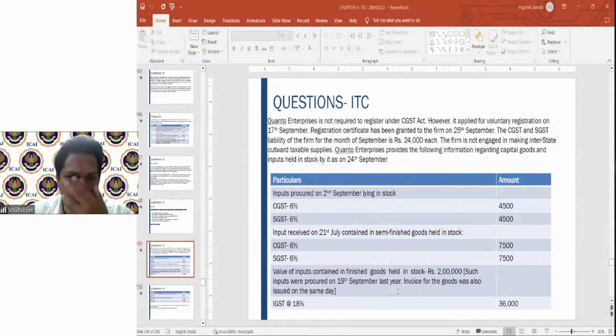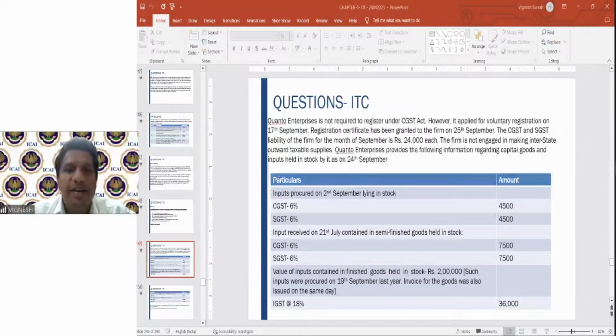Output tax liability, you know, it is 24,000, 24,000. You just have to work out the ITC. CGST is 24,000. SGST is 24,000. So now you have to claim the ITC. First work out the ITC. So what all ITC can you claim?